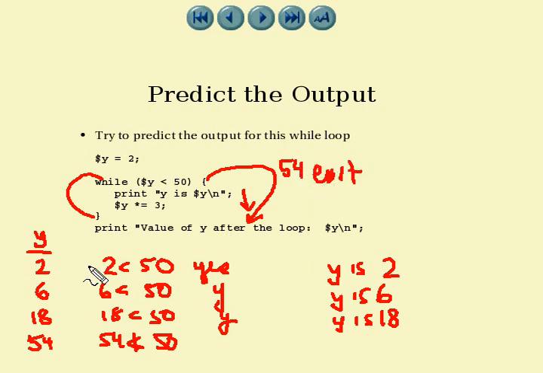And now, as soon as we're outside the loop, we print out the value of y after the loop, which is 54. So that would be the last thing that gets printed out. It's very helpful when you're analyzing your code to set up something like this, where you show the current value of the variable, you show the test condition, you answer yes or no. In this case it was no. And show the output.